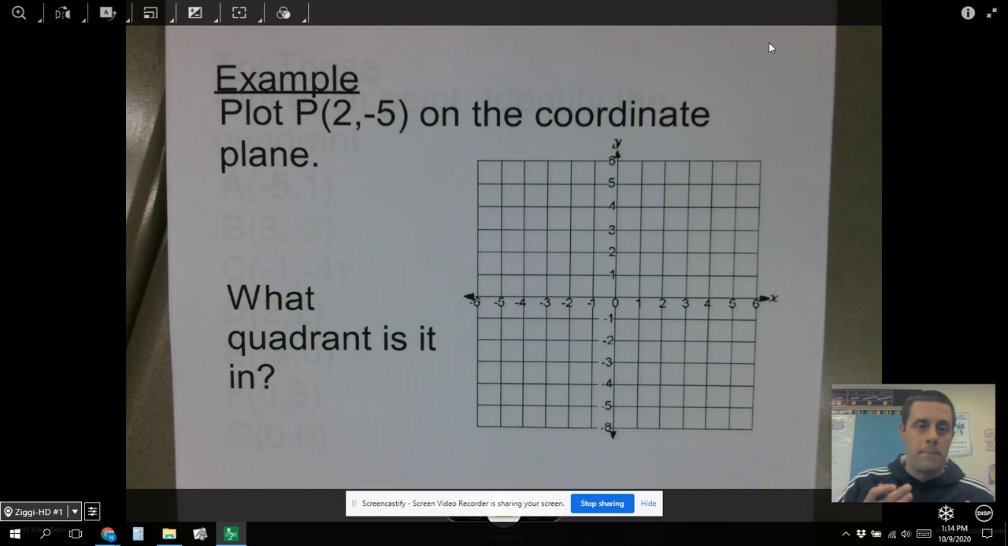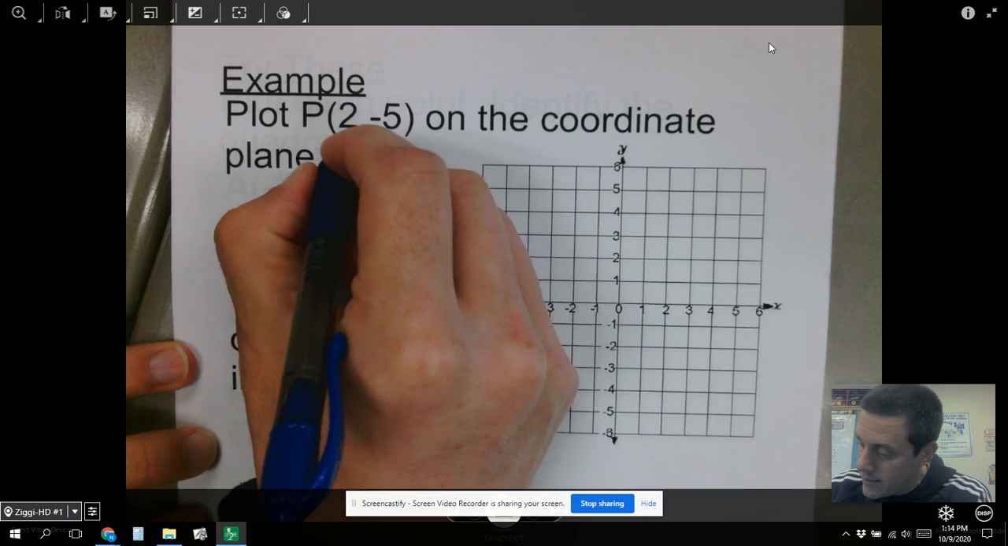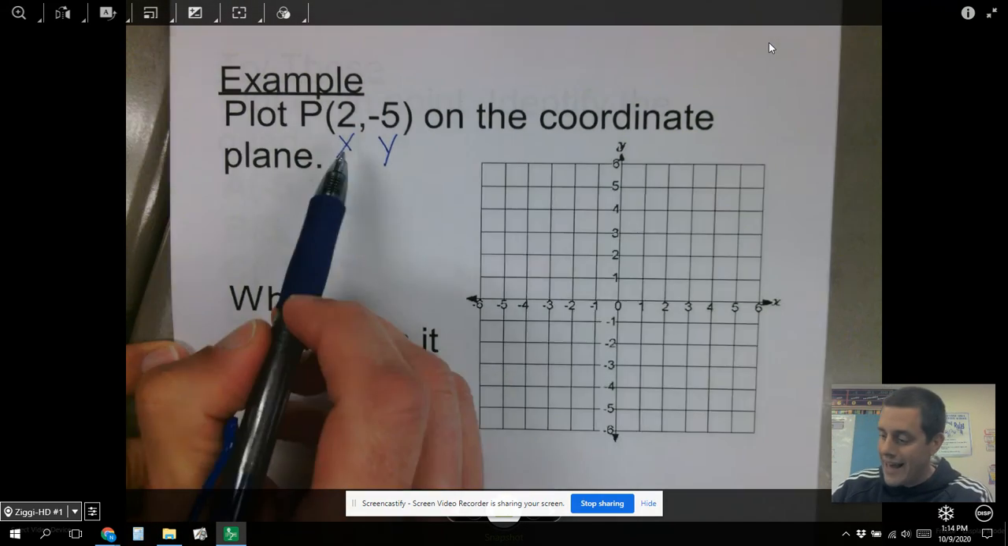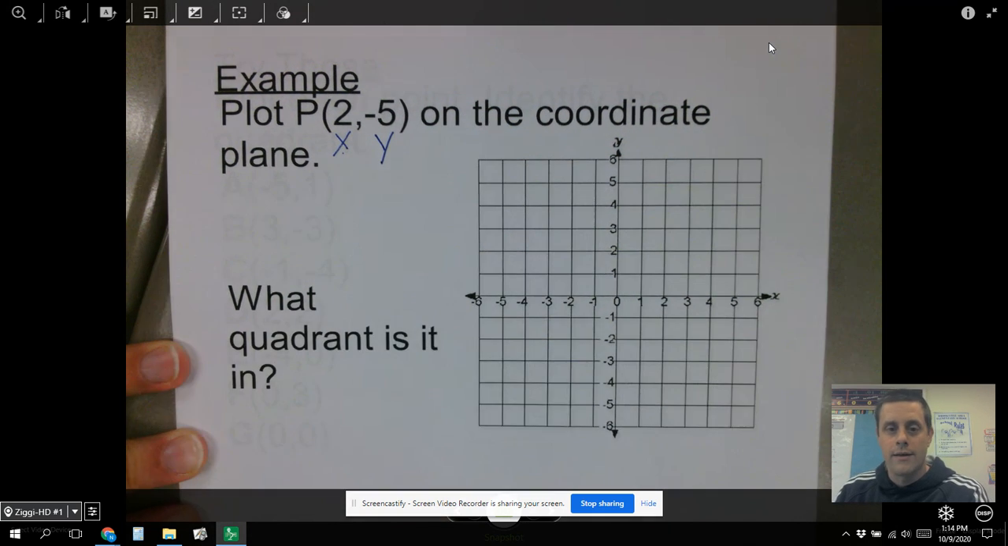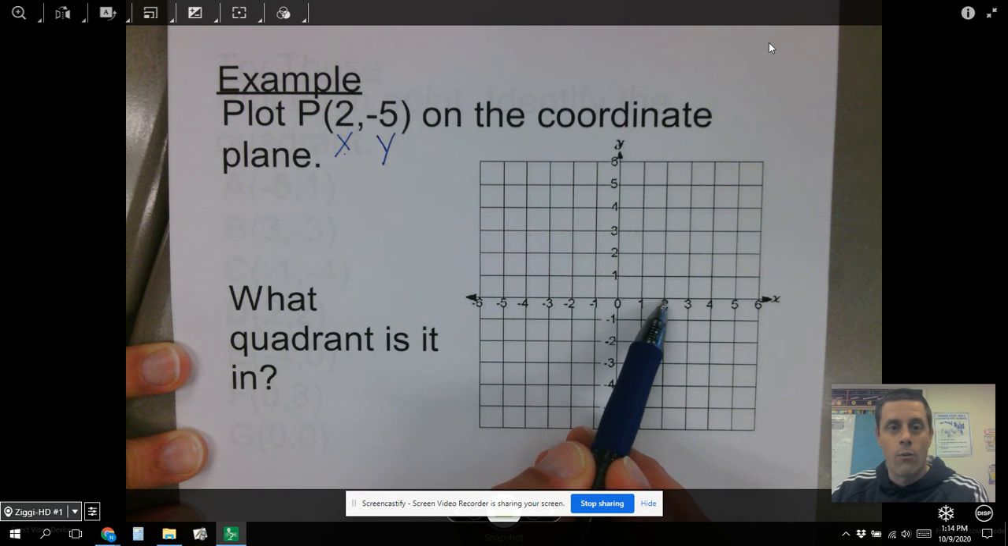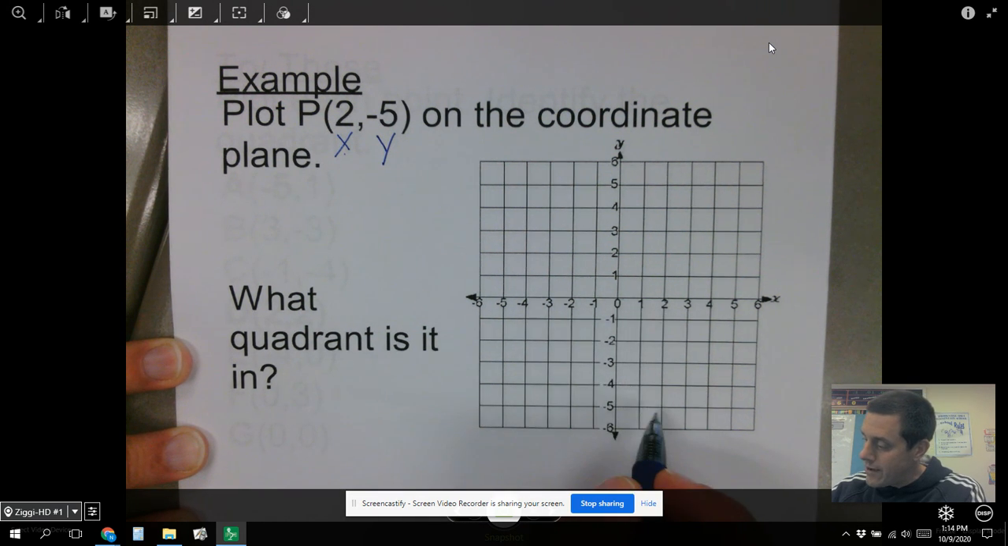All right, now let's do point P. The ordered pair is 2, -5. If it helps you to label, your X value is 2. Your Y value is -5. Again, X always before Y. Starting at the origin, an X value of +2 means 2 to the right. And then a Y value of -5 means we are going down 5.